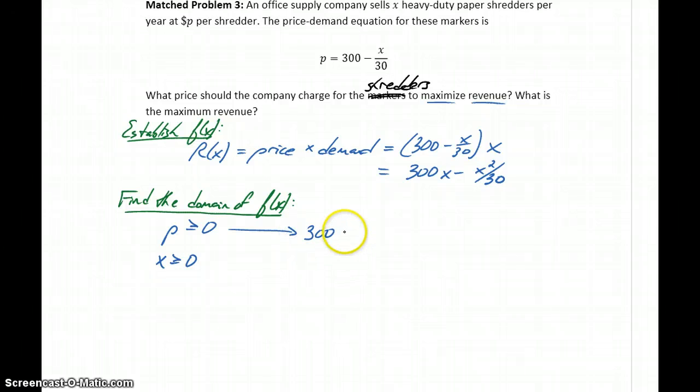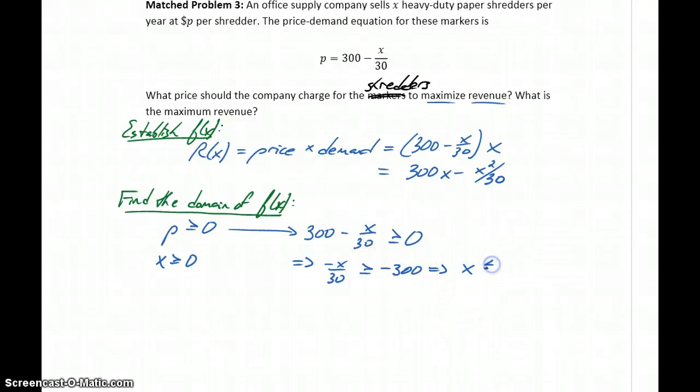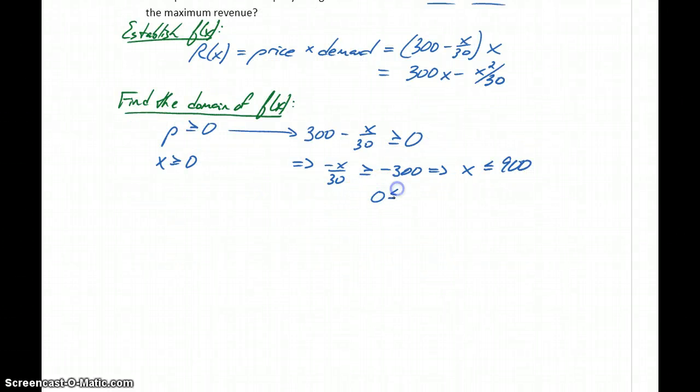So if our price has to be greater than or equal to 0, then our price-demand equation, 300 minus x over 30, also has to be greater than or equal to 0. That implies that negative x over 30 has to be greater than or equal to negative 300. Then multiplying both sides by negative 30 flips the direction of the inequality, so we get x is less than or equal to 900. So this lower bound for price leads us to an upper bound for demand, meaning that our demand has to be bounded between 0 and 900.